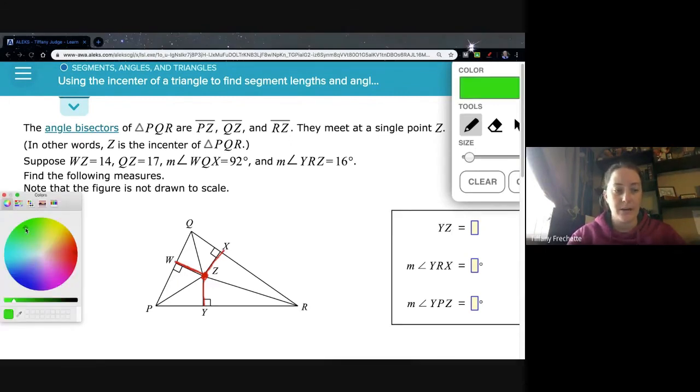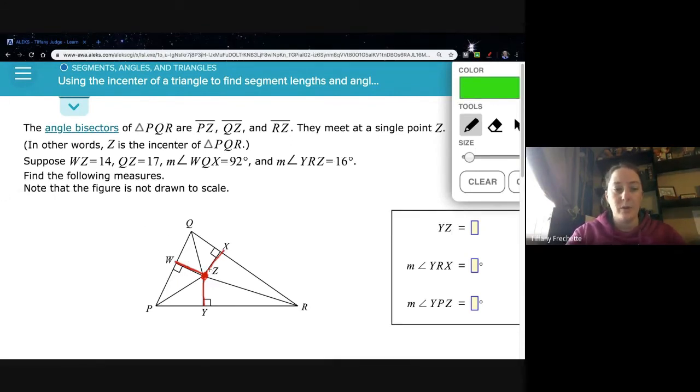I'm marking it with that color so that you remember when we know one of them, we know all of them. So the first thing they give us is one of these numbers. So I know if this one's 14, well, this one's 14, and this one's 14. I'm just filling it in with extra information. 17 is this one here, QZ, because that's what they gave me. And then WQX, so this whole angle here is 92 degrees. And then YRZ, so this part, they said is 16. If I know this half is 16, the other half here is also 16. Remember, this cuts the angle in half. So if I know one, I know the other.